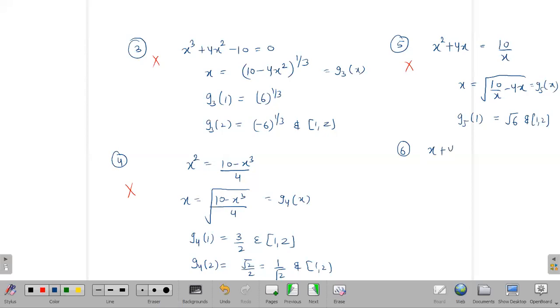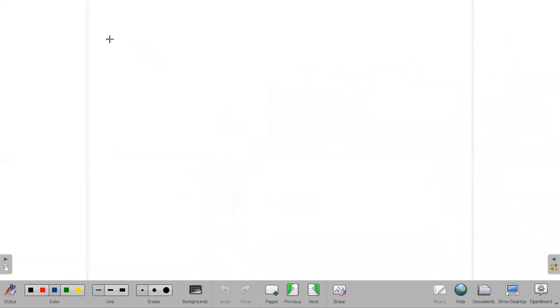So here if I try x plus 4 is equal to, I can take x square common, which is equal to 10. Then x is equal to, I can take this as x plus 4, 10 by x square, and x is equal to 10 by x square minus 4. G6 at 1, again it will be 6. Just now let us take the 7th one.